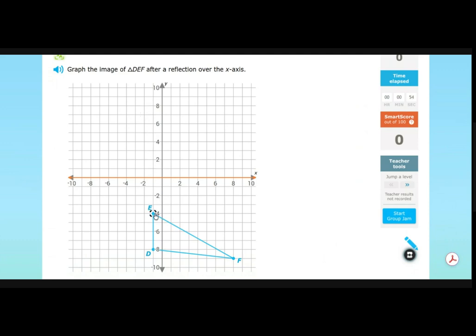So we can simply count from the point to the line of reflection and then count that same amount in the opposite direction. So point E is 1, 2, 3, 4 points away from the line of reflection. So E prime needs to also be 1, 2, 3, 4 points away from the line of reflection. Point D is 8 points away from your line of reflection, so D prime will also need to be 8 points away from your line of reflection. And point F is 9 points away from your line of reflection. F prime will also need to be 9 points away from your line of reflection.